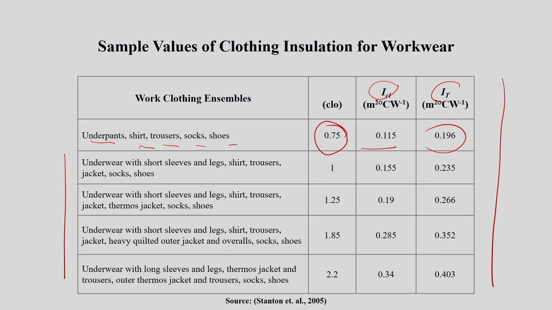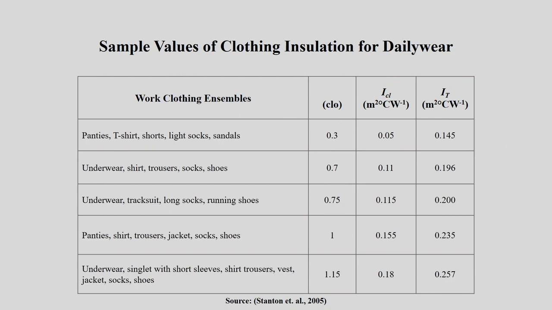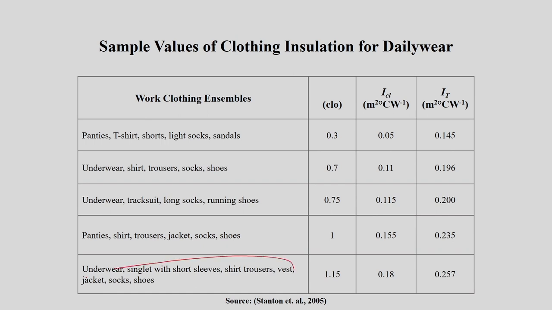Fine. This is the reference from where I have taken this. You can see that as the number of items of wear increases, the CLO value also increases. Take, for example, only panties, t-shirts, shorts, light socks and sandals. In a very informal, comfortable type of clothing, the CLO value is quite low, whereas if you are wearing so many things, your CLO value is quite high. That way you can understand what kind of thermal comfort you have from the clothing perspective, what varieties of clothing you are wearing and how that clothing is affecting your comfort.